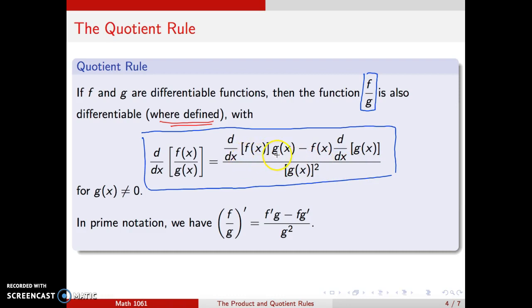So derivative of the numerator times the denominator minus the numerator times the derivative of the denominator, and then we've got to remember to divide by the original denominator squared. This seems kind of crazy, and it's maybe not clear why it works. Probably shouldn't be clear why it works at first glance.